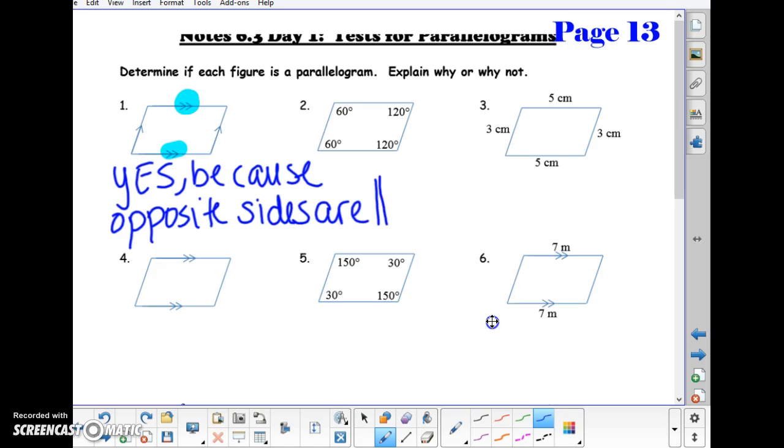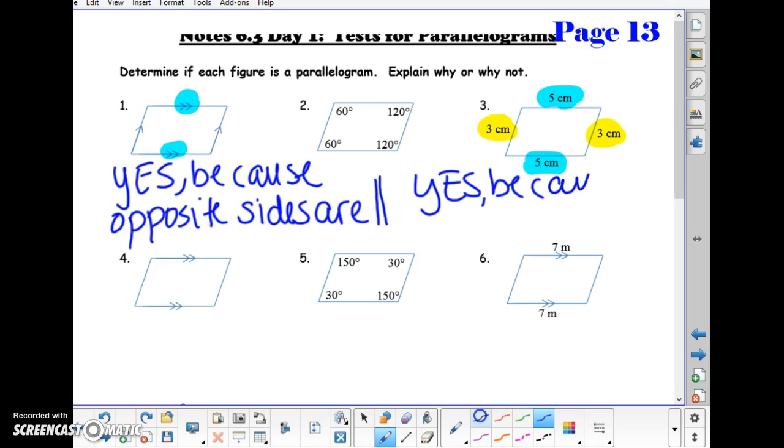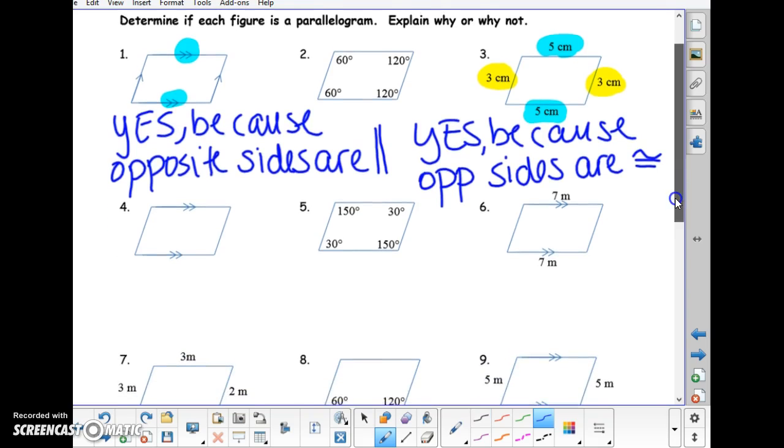I want to look at problem number 3. I look at this one and I say, oh, these opposite sides have congruent lengths. Well, that's also a property of parallelograms. So yes, this is a parallelogram because opposite sides are, did you come up with the word? I'm going to use the congruent symbol. So we've looked at one with parallel sides, we've looked at one with congruent sides.